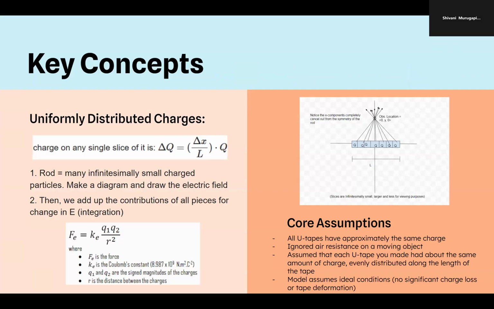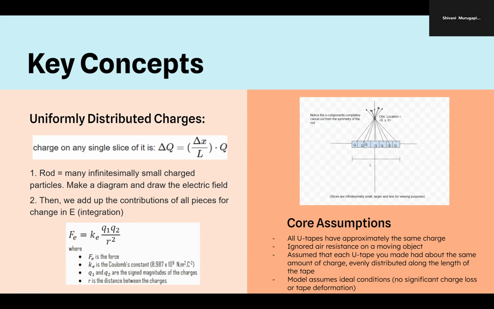So some of our key concepts, of course, are Coulomb's law, as we have down here at the bottom highlighted. We also want to highlight the fact that this is a uniformly distributed charge. So we want to think about charges on slices and these infinitesimally small particles that we are going to add up the contributions for each of these little pieces to get the change in E.